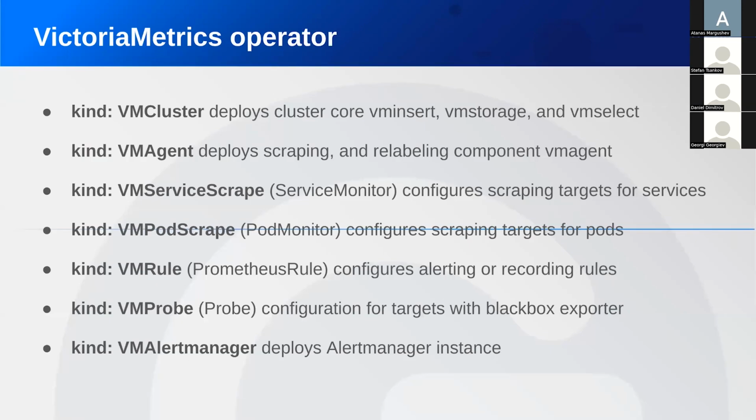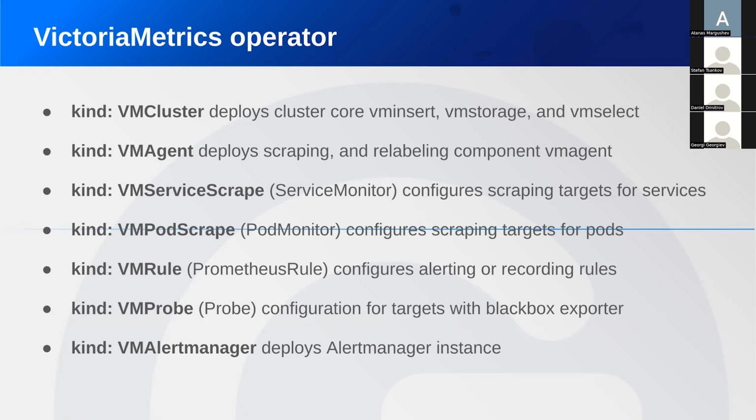The next question is, how do we deploy Victoria Metrics? I will talk about the Victoria Metrics operator. There is a Helm chart, of course, and we use the Victoria Metrics operator, which is heavily inspired by the Prometheus operator. So it's going to be fairly easy for people to transition from Prometheus operator to Victoria Metrics operator. We're going to mention some of the custom resource definitions used by the operator. There are more than that, and we're not going to talk about all of them.